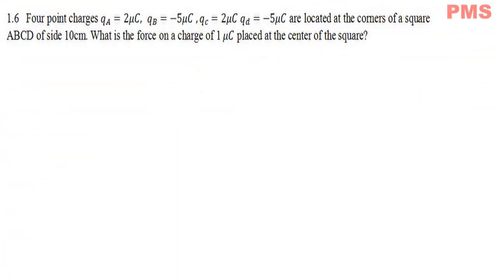The first one: four point charges QA equal to 2 microcoulomb, QB equal to minus 5 microcoulomb, QC equal to 2 microcoulomb, QD equal to minus 5 microcoulomb are located at the corners of square ABCD of side 10 cm. What is the force on the charge of 1 microcoulomb placed at the center of the square?